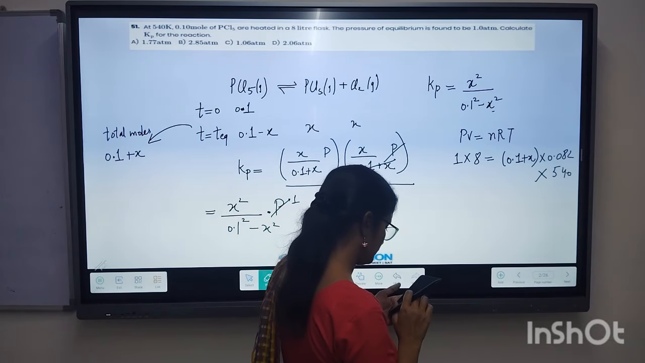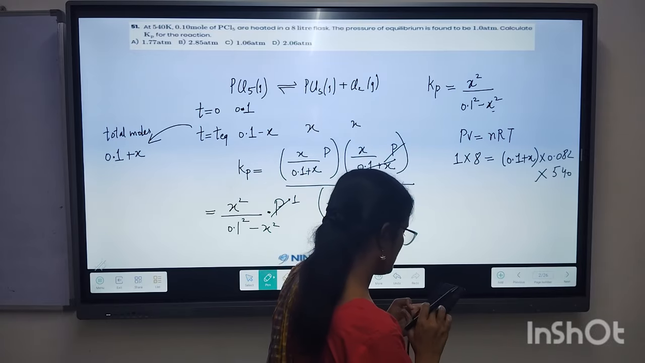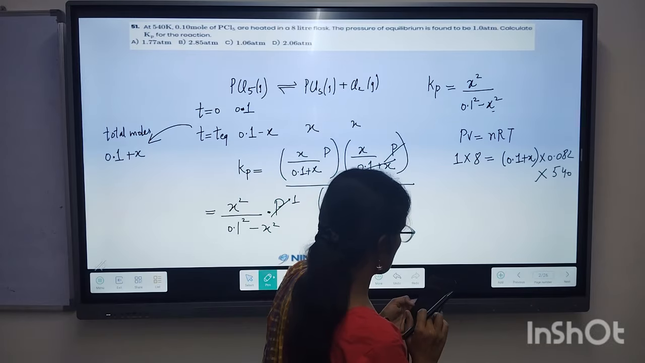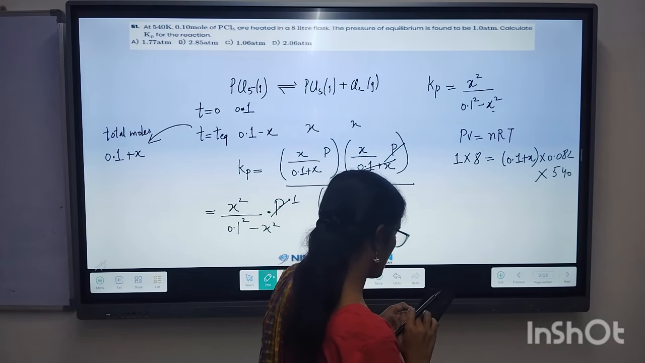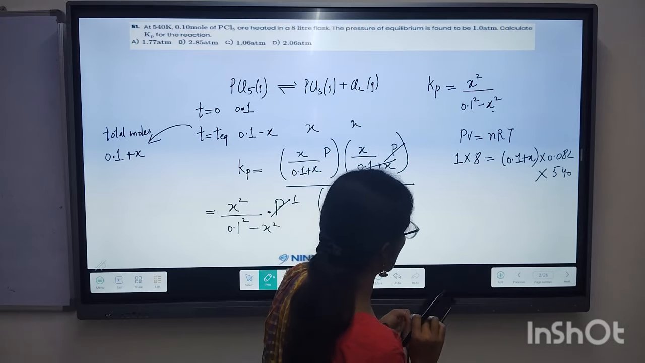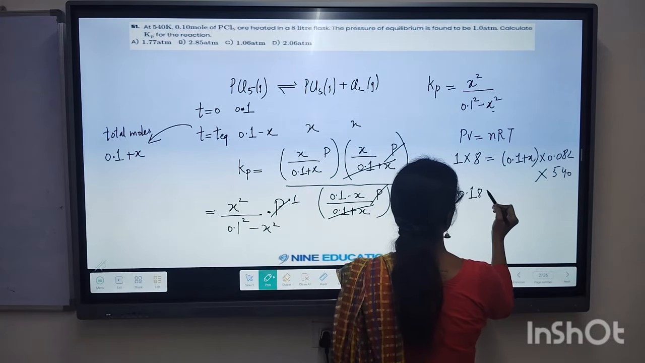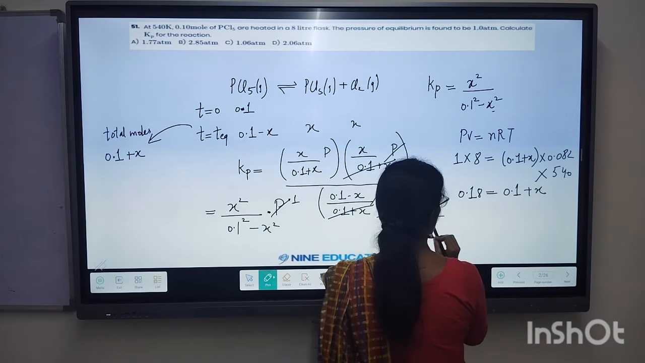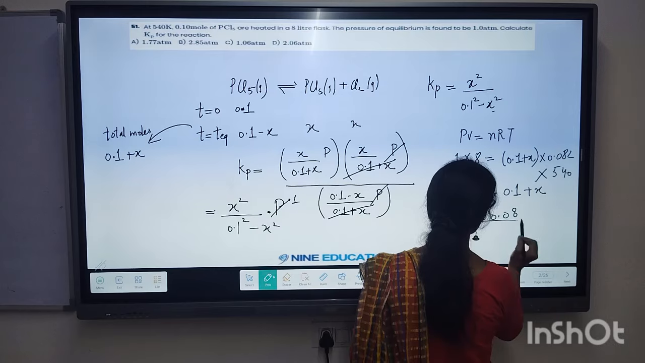Okay, so for this we'll have 0.082 into 540, which is coming to 44.28. So 8 divided by 44.28 is coming around 0.18. So 0.18 is equal to 0.1 plus x, and further x will simply be 0.08.